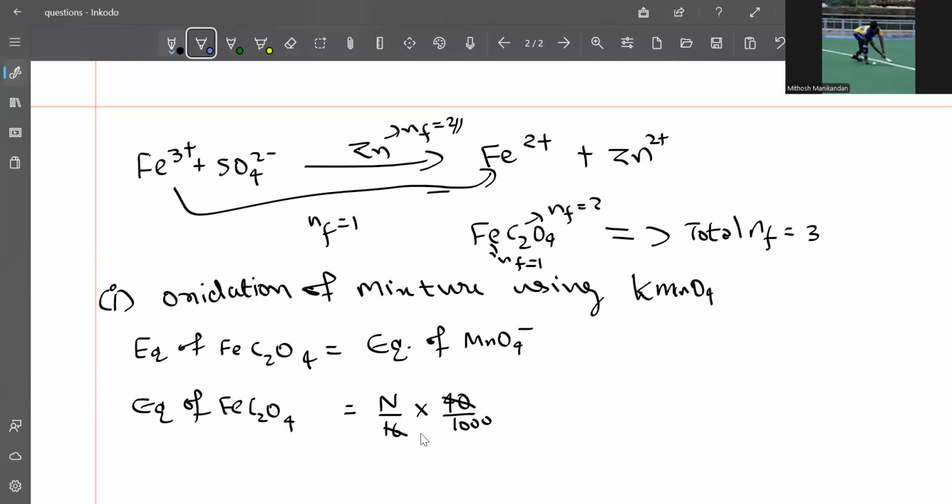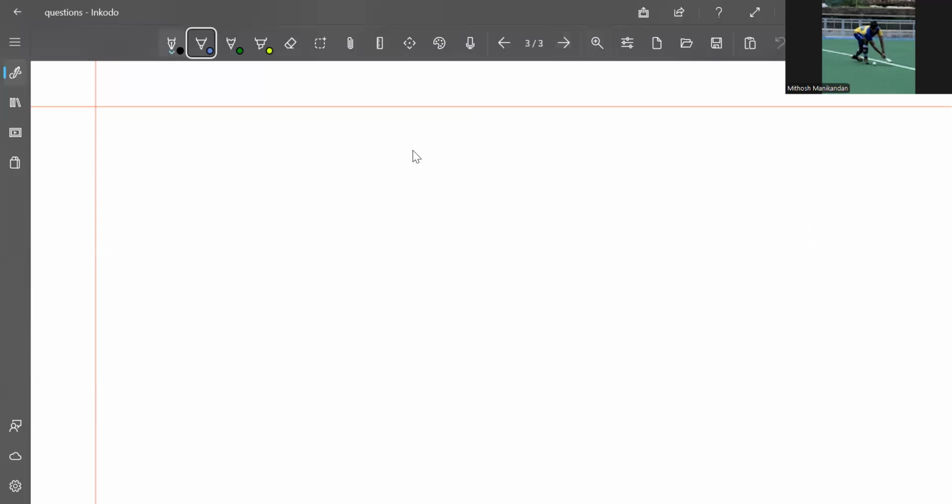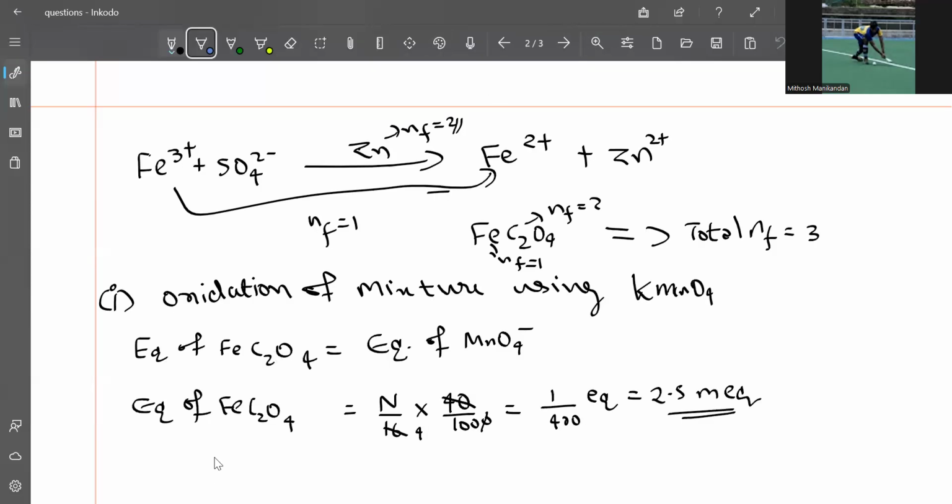So N by 16, meaning 1 by 16. So cut, right? 4. So it will be 1 by 400 equivalents. Or if you multiply it by 1000 for milli equivalent, you will get 1000 by 400. So 10 by 4, 2.5 milli equivalents. Okay, let this be here. Now let's see what will happen. Suppose the equivalence of this is 2.5, right?